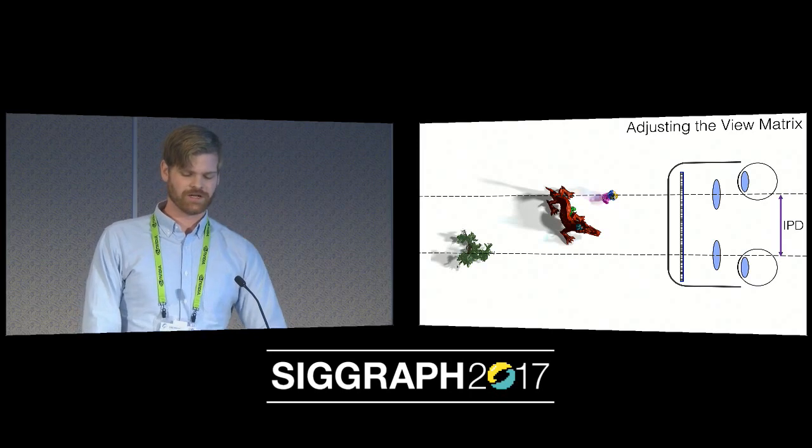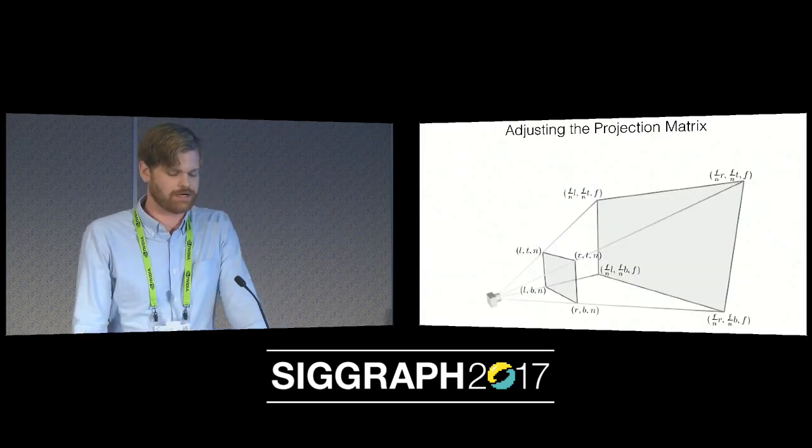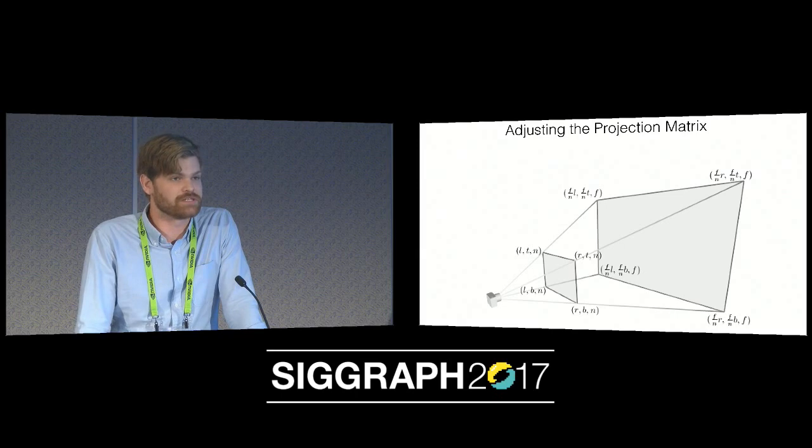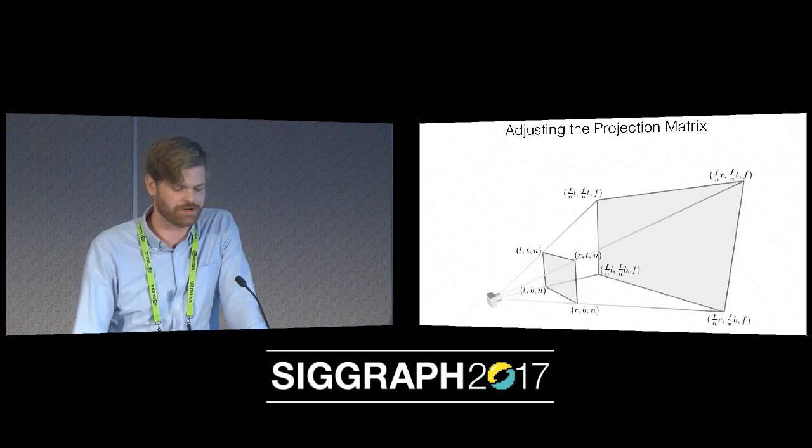So if we move on to the projection matrix now, this is the view that I was defining of a perspective transform or projection transform as a view frustum, which essentially defines the top, bottom, left, and right coordinates of the intersection of this frustum with some near clipping plane, or some plane in front of the camera.